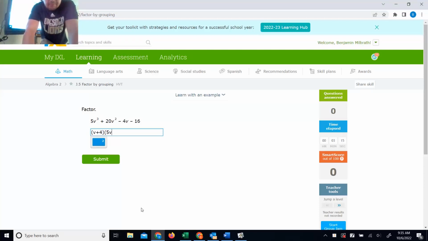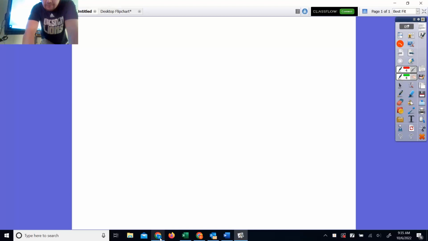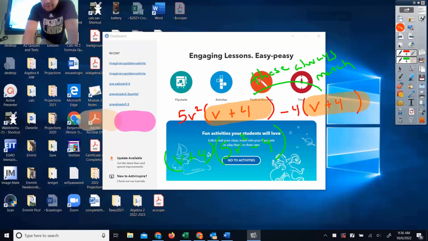I'm actually going to bump it up a level here because I don't want to do too many of the easy ones here. I'll make sure I type that in right. 5b squared minus 4. All right.